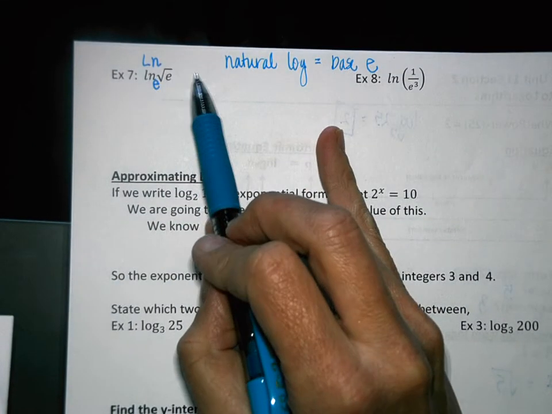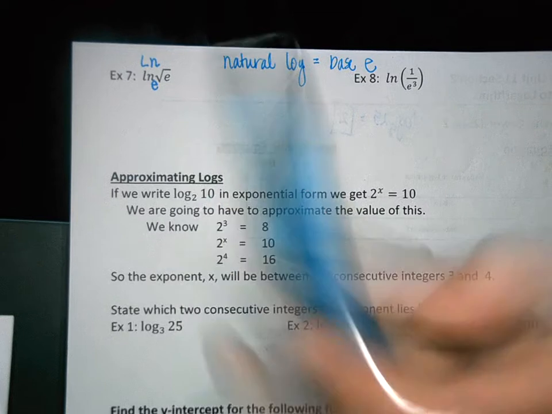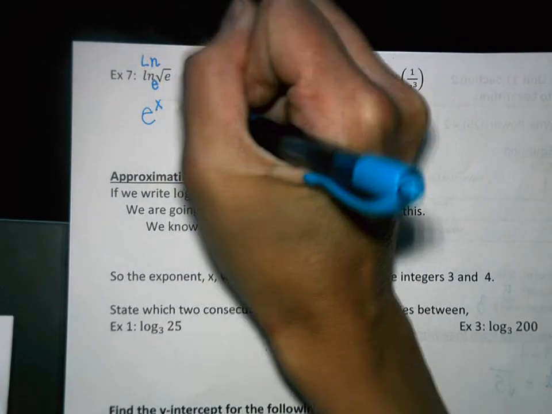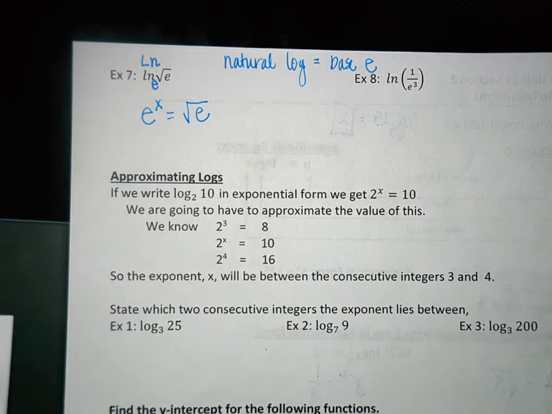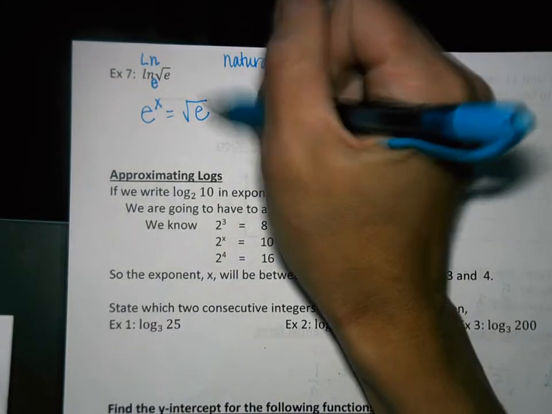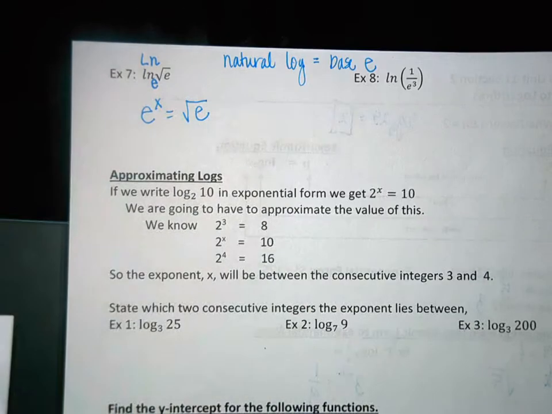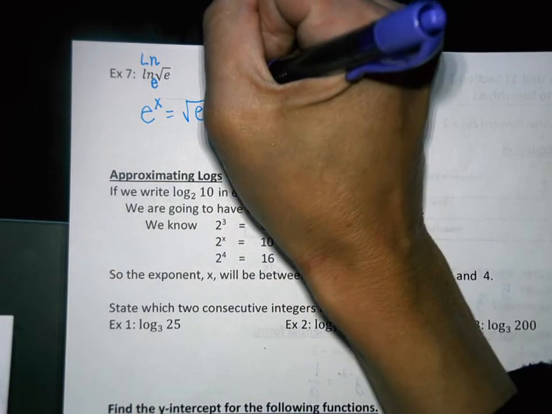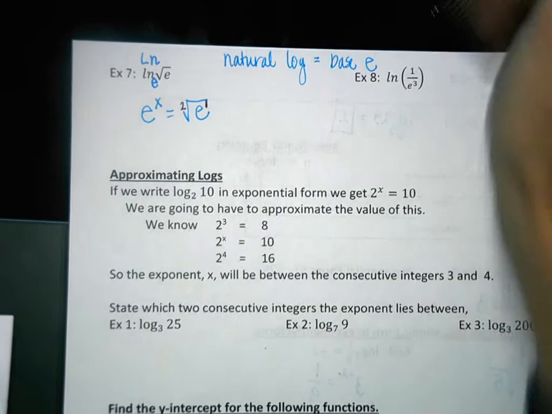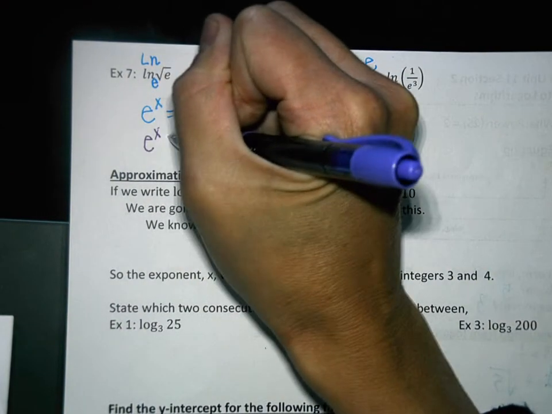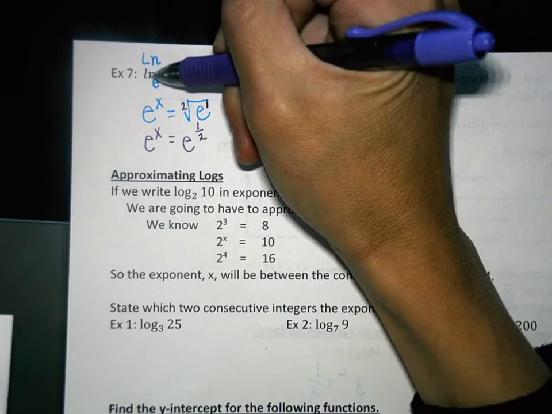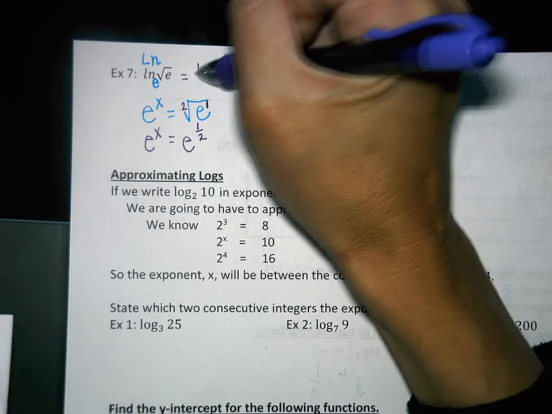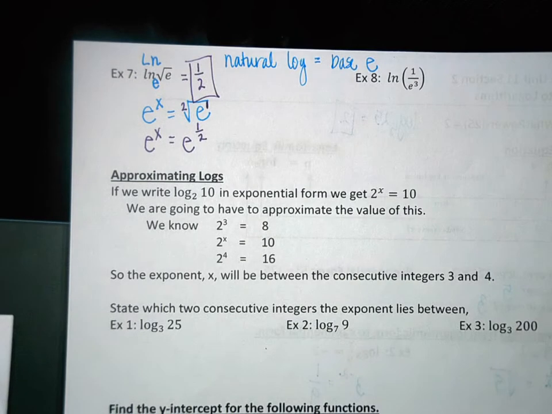And so on this one, it's saying e to what power gives you root e as an answer. We can write that out: e to what power equals root e. So hopefully, again, you realize that square root functions, we can write those as exponents. And right now this e is e to the first power, and this is a square root. And so to rewrite this in exponential form, this would be e to the 1/2, which means the natural log of root e equals 1/2. So the answer for example 7 is 1/2.